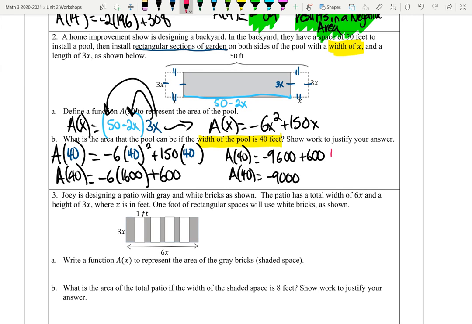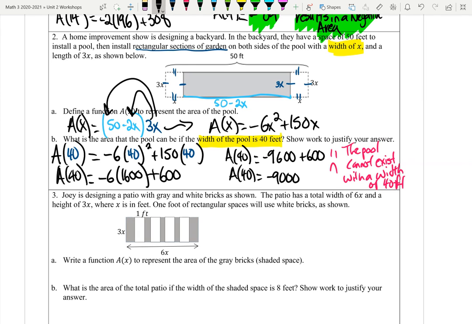Again, this design fails. The pool cannot exist with a width of 40 feet.